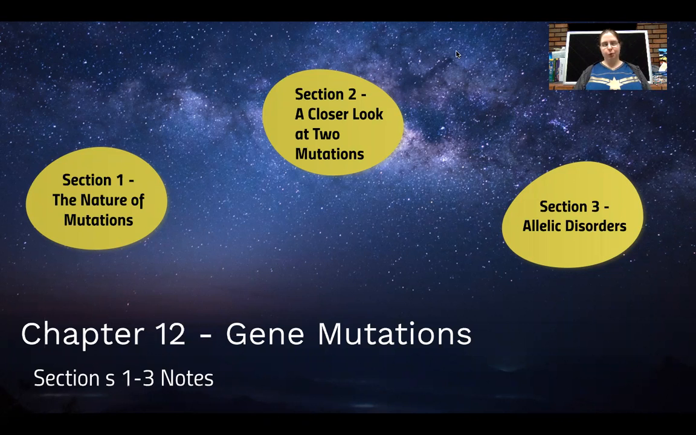So chapter 12 is on gene mutations. Mutations are changes in the DNA, and we're looking at how they affect genes. A lot of the sections are kind of short, so this presentation is actually going to involve sections 1, 2, and 3 of the notes. So, without further ado, let us get going, shall we?